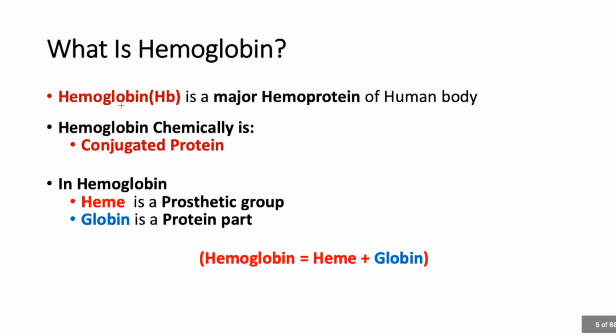Now, what is hemoglobin? Hemoglobin is the major heme protein of the human body. Hemoglobin chemically is a conjugated protein, and in hemoglobin there are 2 parts. One is the heme part, which is the prosthetic group, and the other one is the globin part, which is the protein part. Hemoglobin has been named based upon heme plus globin, right?